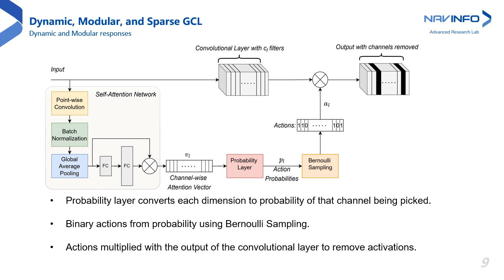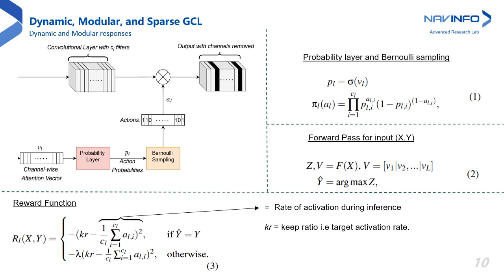During training, Bernoulli sampling is used to pick binary actions based on these probabilities. During inference, actions are picked by thresholding the probabilities at 0.5. These binary actions are then multiplied with the output of the convolutional layer in the upper part to remove activations and get dynamic responses. Equation 1 shows the probability layer for the Lth agent and the Bernoulli sampling policy for the actions. Equation 2 shows the forward pass for classification for an input x, y, where the output v is a concatenation of channel attention vectors from all agents.